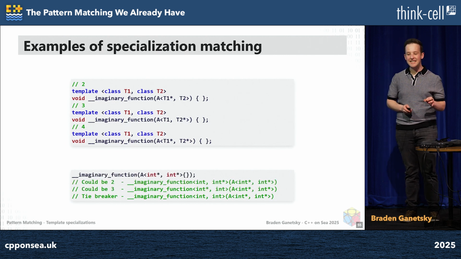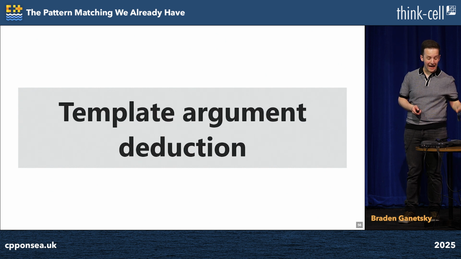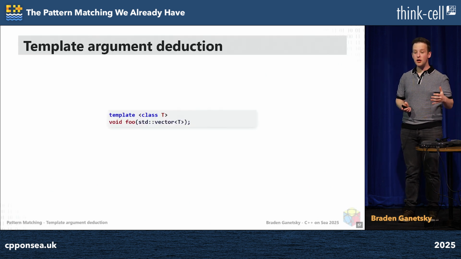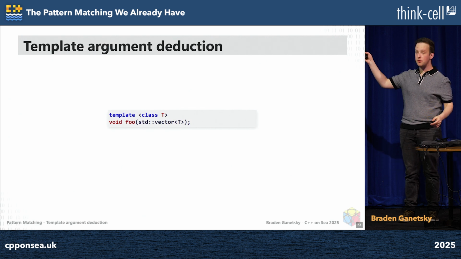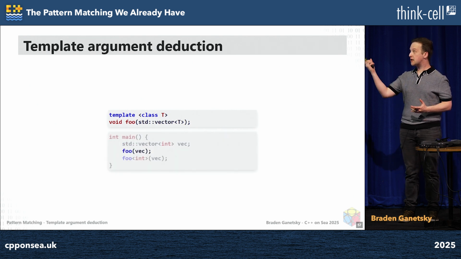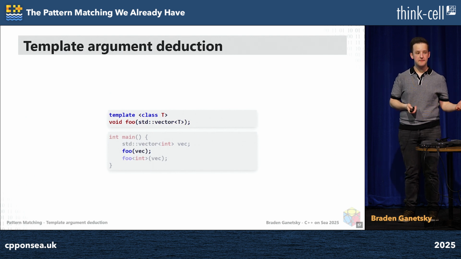But I want to really get into the fun stuff of template argument deduction. And I'm not being facetious. This is actually really fun. Template argument deduction is basically this. I'm sure everyone's written a function like this before, and if you haven't, you should sometime. This is a function template that takes in a std vector of t. So you can pass in a std vector of int into this function foo, and it ends up calling foo with t equal to int.